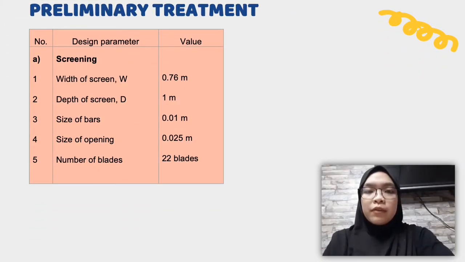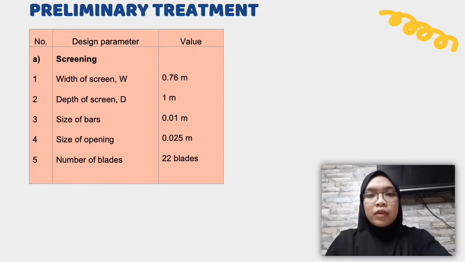The second part of the preliminary treatment is screening, whose function is to remove coarse solids from the wastewater so that there will be no clogging of valves and other appurtenances. From the calculation, we know that the size of opening for the screen was 25 mm, which is categorized as coarse screen. In this project, the type of screen was bar screens, designed with base screens of 0.6 meter and 22 blades.